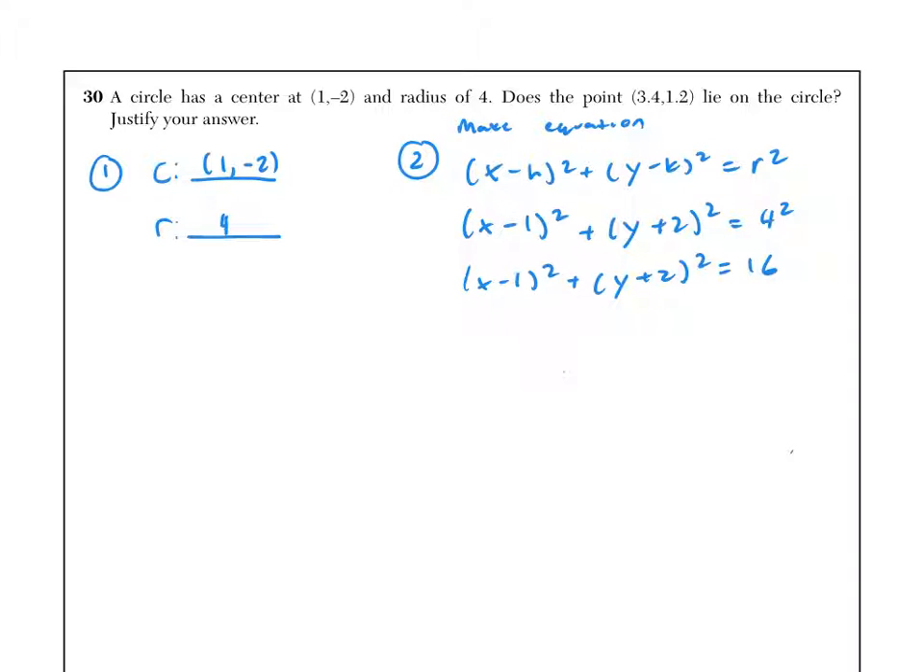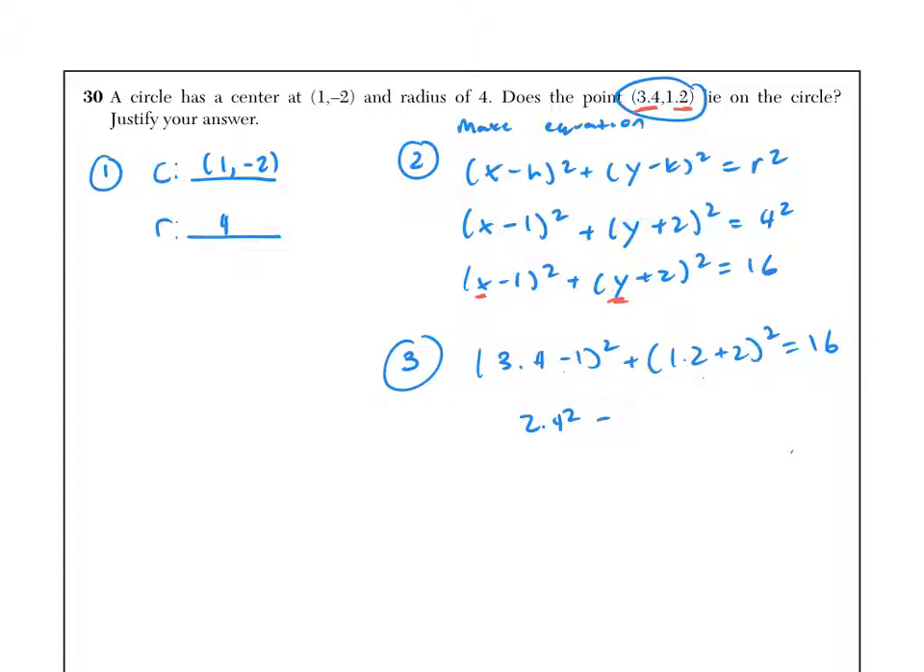Now to figure if the point (3.4, 1.2) is on the circle, well, all we got to do is plug it in. So we're going to plug in 3.4 and 1.2 to our circle for x and y. So we get (3.4 minus 1) squared plus (1.2 plus 2) squared is equal to 16. We get 2.4 squared plus 2.2 squared is equal to 16. All right, and well, I guess I just got to put this into the calculator, huh? Oh, and this is 3.2. Come on, basic math here.